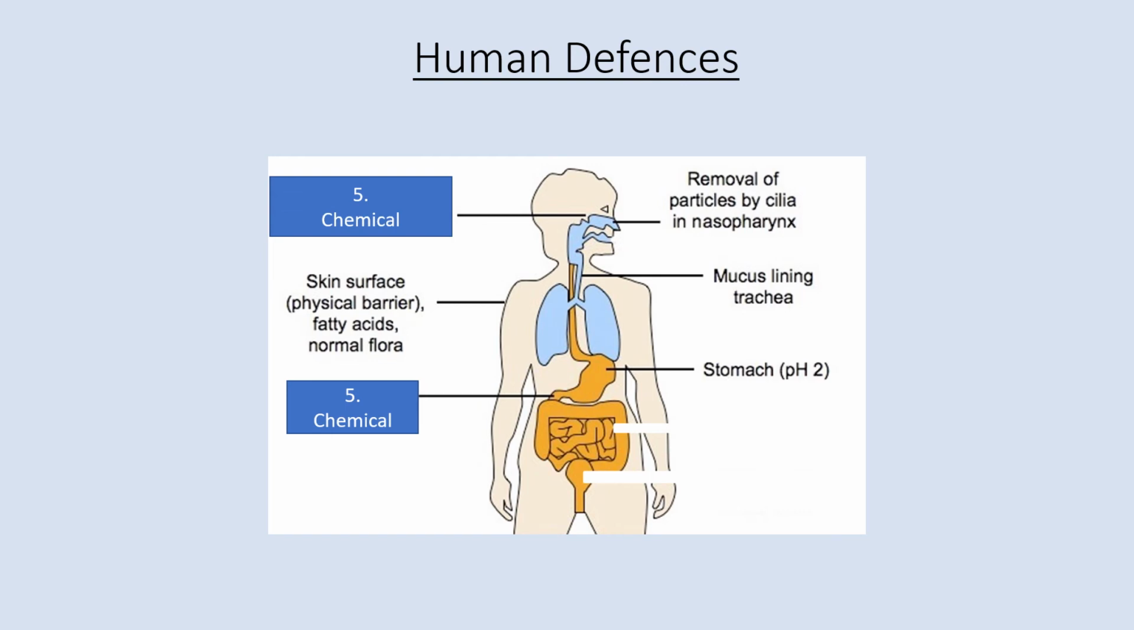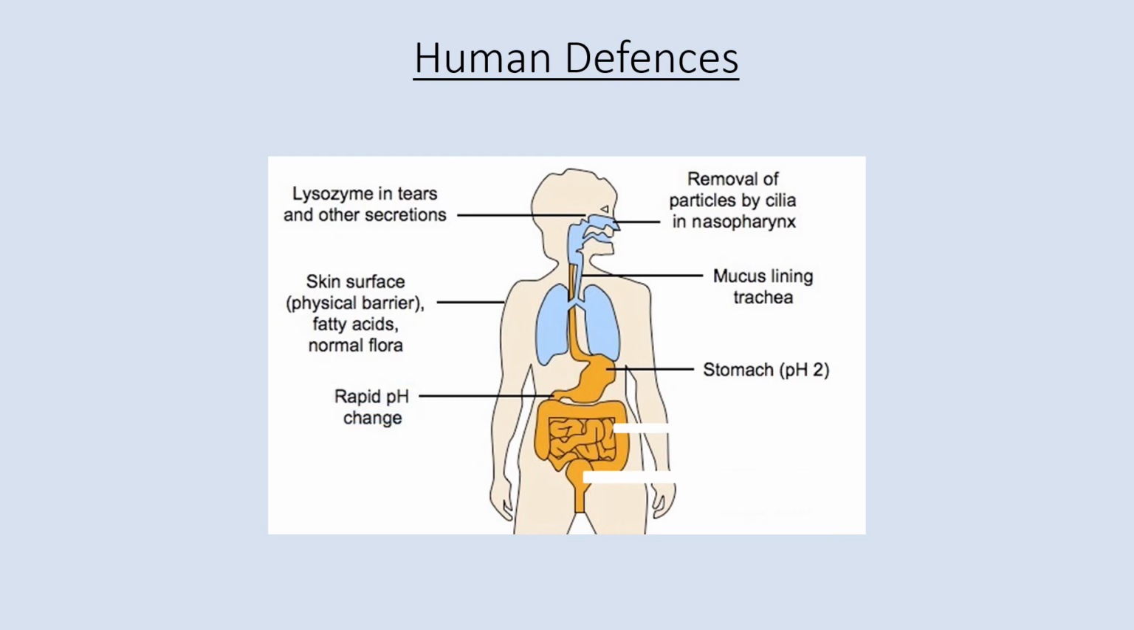And number 5, sorry, didn't hear you. A bit louder. Yes, of course, it is the lysozyme in the tear ducts. And finally, one that we didn't cover, but you may know it. Very good, well done. It is, of course, the rapid change in pH going from the stomach to the small intestine. Going from acid to alkali will cause bacteria to go into shock. Well done.